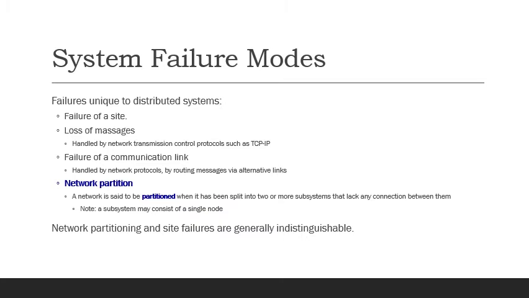In some cases, it is possible to find another route through the network so that the messages are able to reach their destination. In other cases, a failure may result in there being no connection between some pairs of sites. A system is partitioned if it has been split into two or more subsystems called partitions that lack any connection between them. Note that a subsystem may consist of a single node.